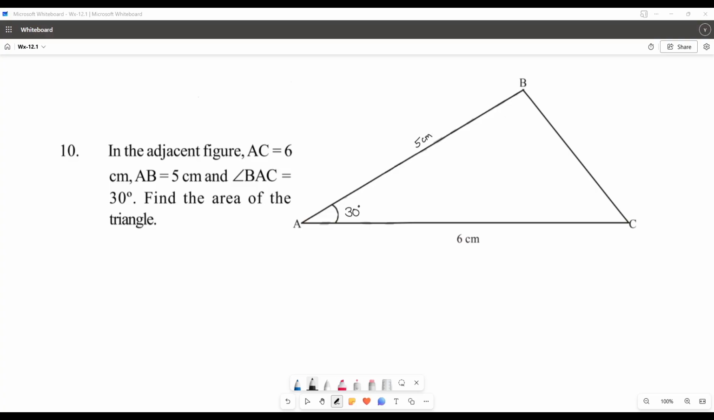Today we have the 10th question of exercise 12.1. It says, in the adjacent figure, the length of AC is equal to 6 centimeters, the length of AB is equal to 5 centimeters, and angle BAC is equal to 30 degrees. And we need to find the area of the triangle.